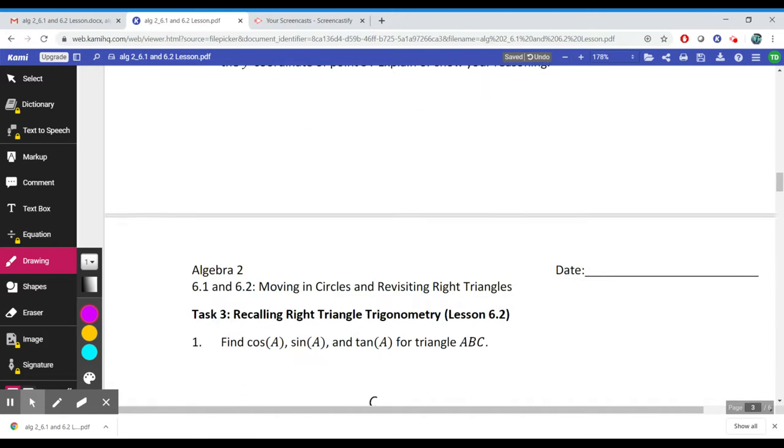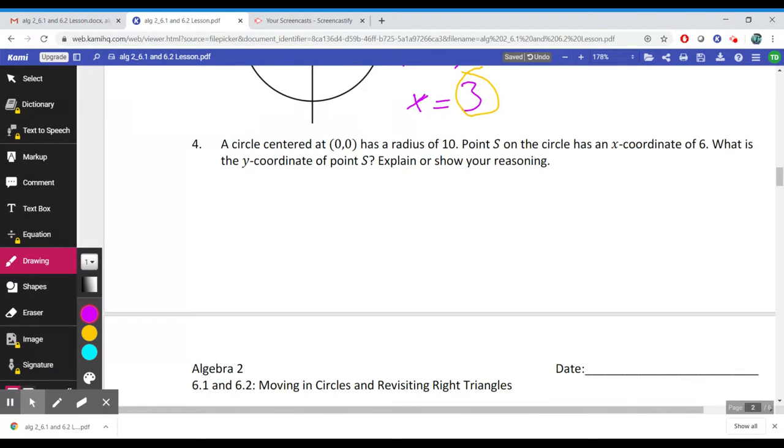And our last question for this task, number 4: a circle centered at 0, 0 has a radius of 10. Point S on the circle has an x-coordinate of 6. What is the y-coordinate of S? Explain or show your reasoning. So in this case, they didn't actually give us a diagram, so I'm going to go ahead and draw it. It tells us that our circle is centered at 0, 0. So this will be the center of our circle.